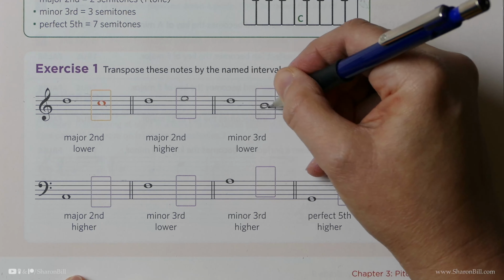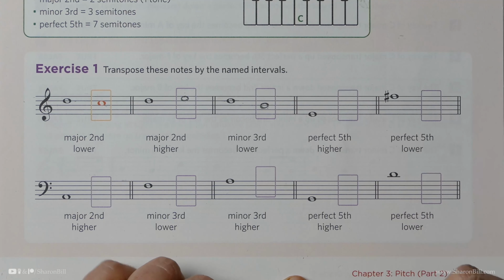Now here, B to D sharp would be major, because we know B major has a key signature of D sharps. And so for it to be minor, we've got to make it smaller. It becomes a D natural, which it already is, and we know that that's correct as it is.